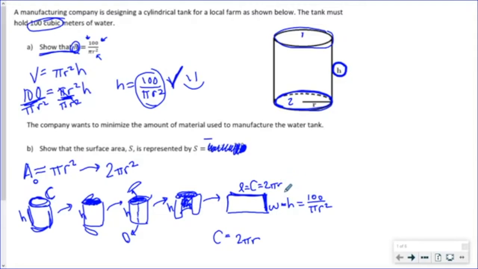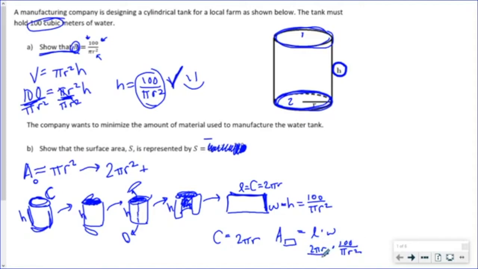Now, if I want the surface area of this shape, I have my two circles, and then I have this rectangle here. The area of these two circles is this right here. I need to add the area of the rectangle. The area of a rectangle equals length times width. The length is 2 pi r, times the width, which is the height, 100 over pi r squared.